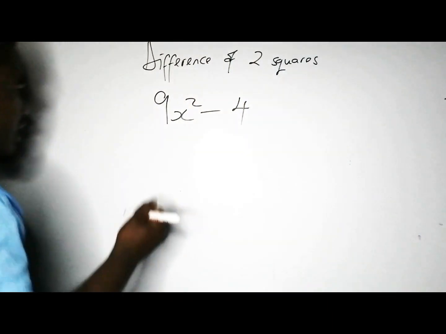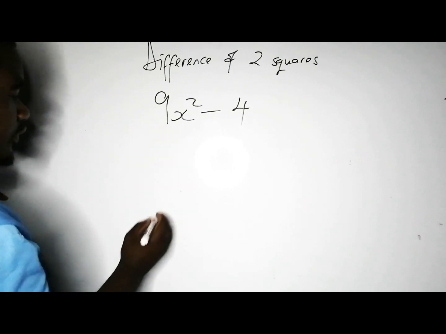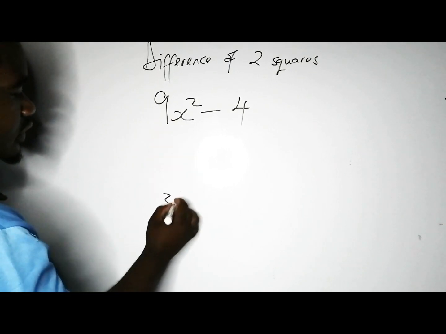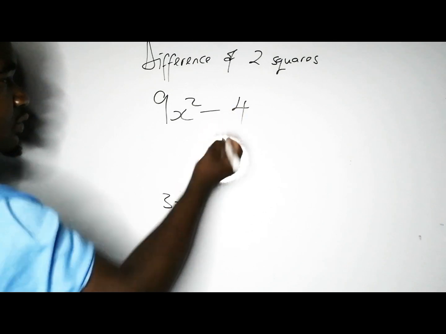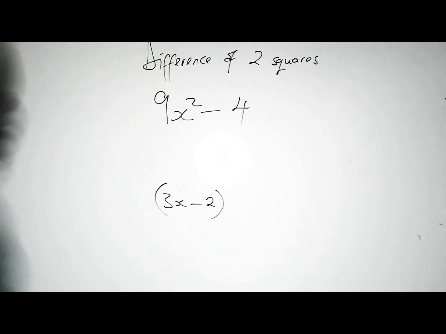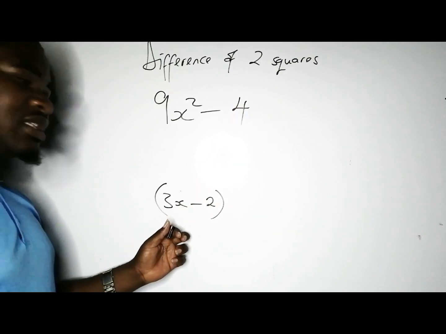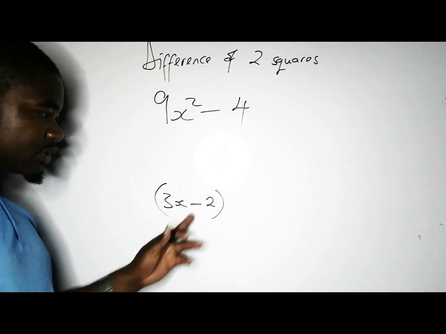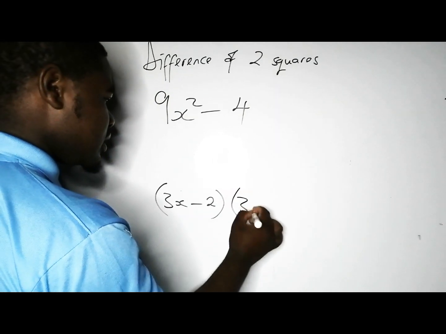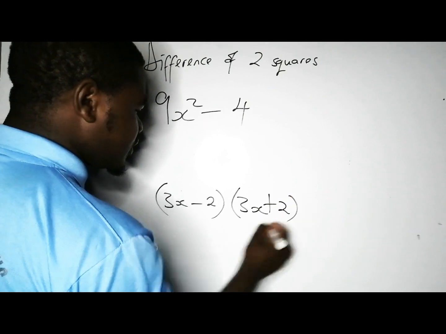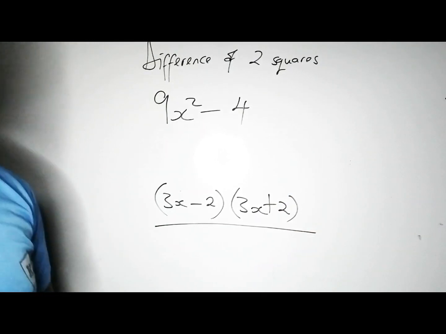You make the difference on the sign only, meaning to say what? Square root of this one is 3. Square root of this one is x. Minus square root of this one, 2. And then you repeat this, but putting a positive sign here. 3x plus 2. That's the final answer.